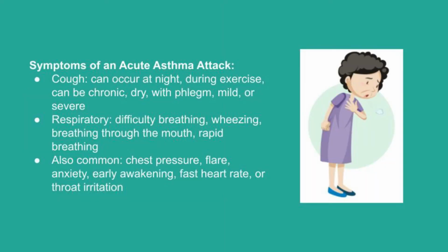The symptoms of an acute asthma attack include a cough, which can occur at night or during exercise. It can be chronic, it can be dry, it can have phlegm, it can be mild, or it can be severe. There can be respiratory symptoms such as difficulty breathing, wheezing, breathing through the mouth, and even rapid breathing. Also common is chest pressure, flaring nostrils, anxiety, early awakening, fast heart rate, or throat irritation.